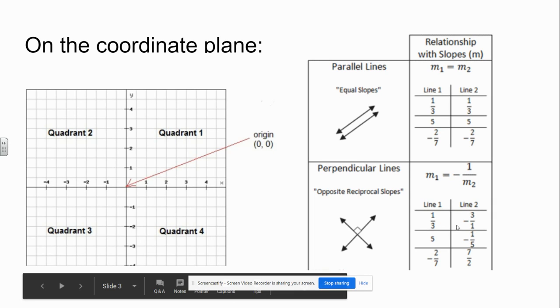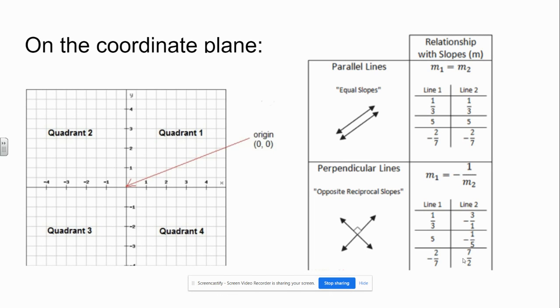Now a negative or an opposite reciprocal is one of them is going to be positive, one of them is going to be negative. So like 5 is going to go with negative 1/5. So negative 2 over 7, if I flip that, it's going to be 7 over 2, and it's going to be positive.